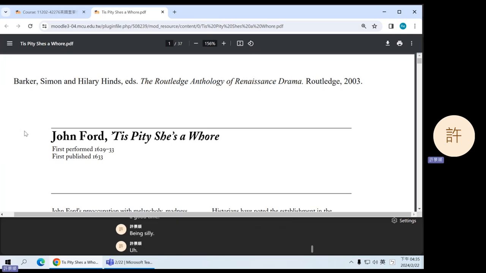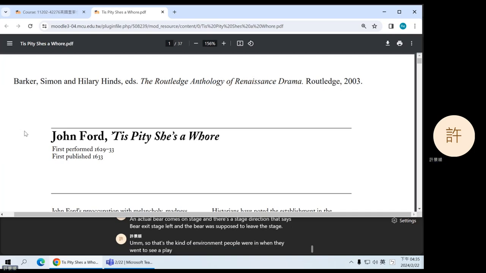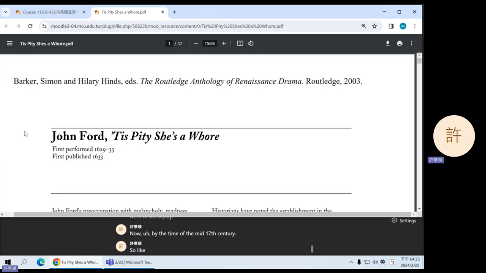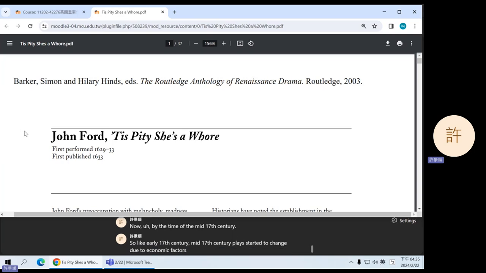Shakespeare even has a play with a bear, an actual bear, comes on stage. And there's a stage direction that says, bear exit stage left. And the bear was supposed to leave the stage. So that's the kind of environment people were in when they went to see a play. Now, by the time of the mid 17th century, so like early 17th century, mid 17th century, plays started to change due to economic factors, due to political factors.